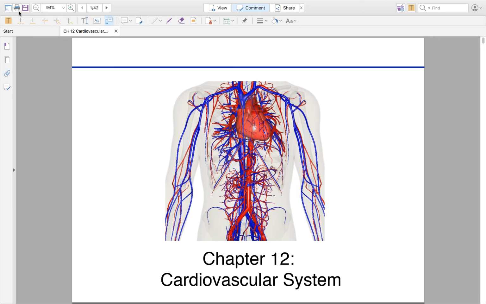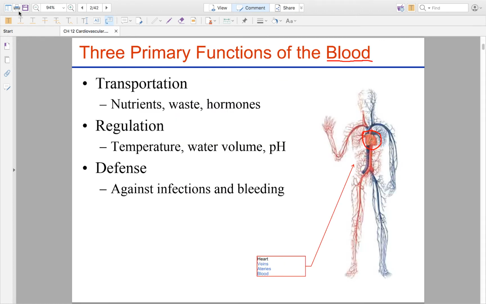Chapter 12 is the cardiovascular system. So, what is the cardiovascular system exactly? The cardiovascular system is, of course, made up of the heart, veins, arteries, and of course, what is inside of your veins and arteries is blood.